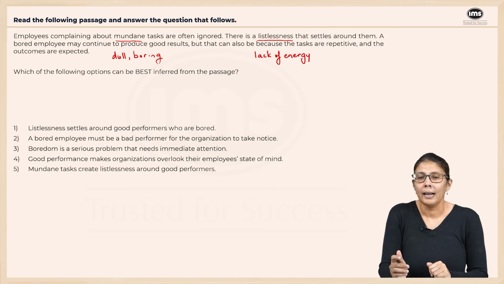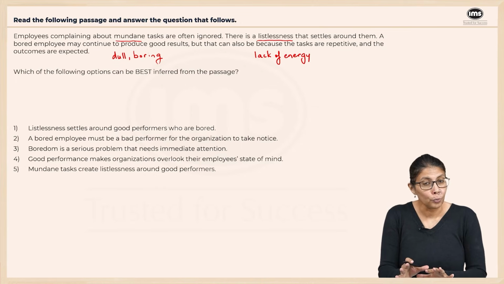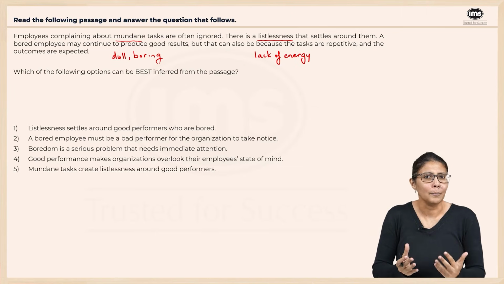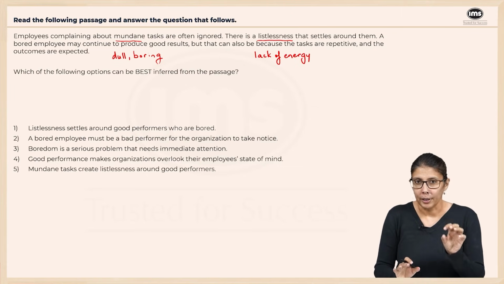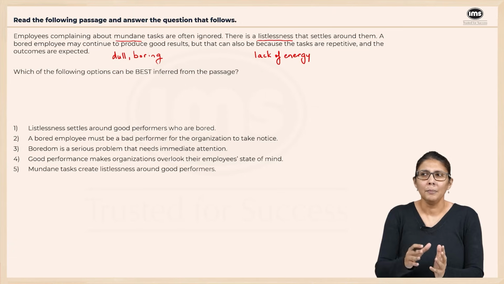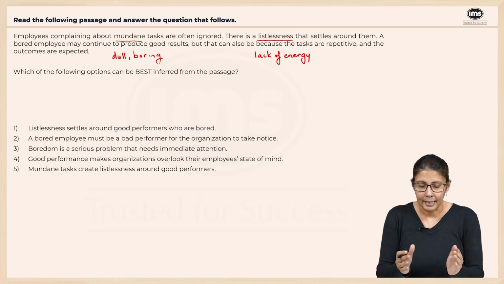So even though their energy declines, these employees continue to produce good results, but it is not because they are putting in a lot of work. It is because the tasks are repetitive and the outcomes are expected. It's kind of on autopilot that they keep producing these results. So now, my understanding is that we are talking about bored employees. We are talking about how these bored employees continue to produce good results, and because of that, the organization does not really pay too much attention to them. Let's keep that in mind.